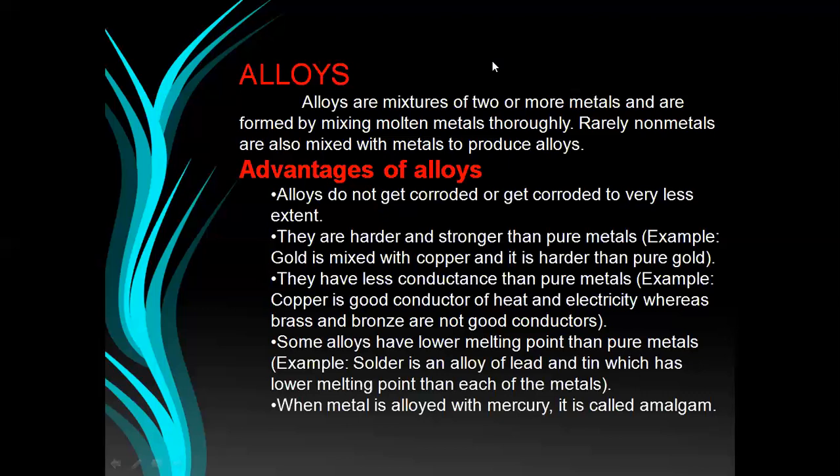So that is, alloys are mixtures of two or more metals and are formed by mixing molten metals thoroughly. Rarely, non-metals are also mixed with metals to produce alloys. So this is called alloys.